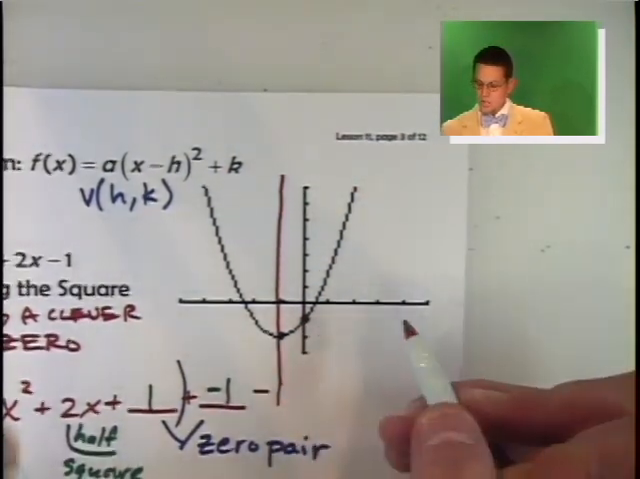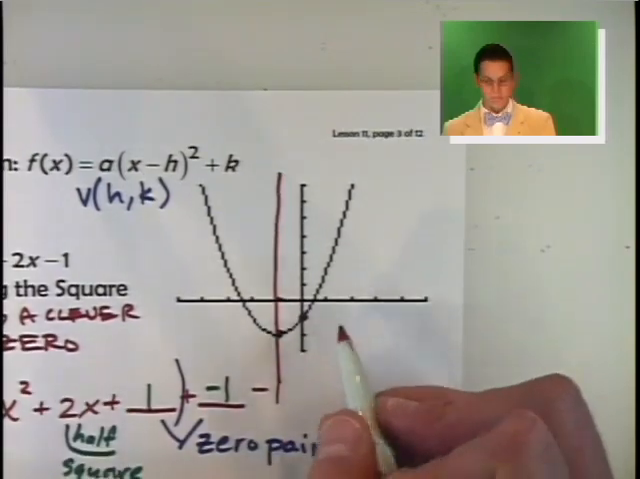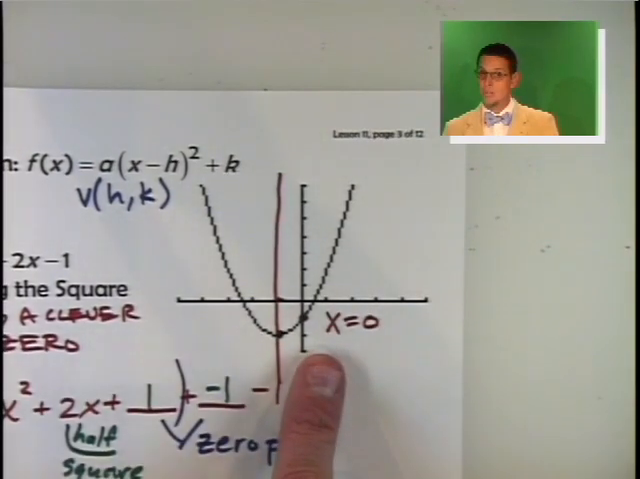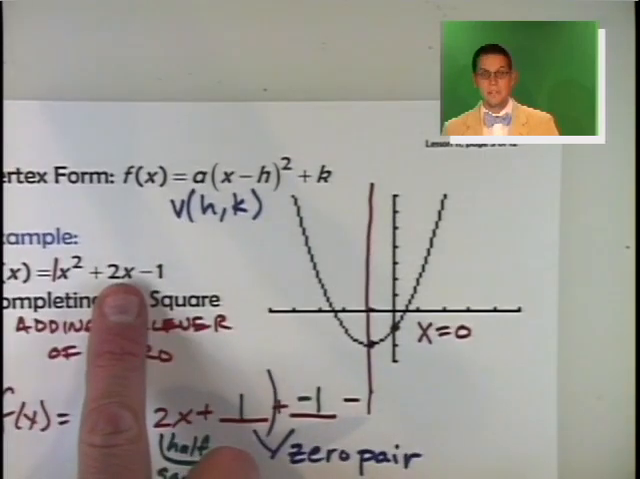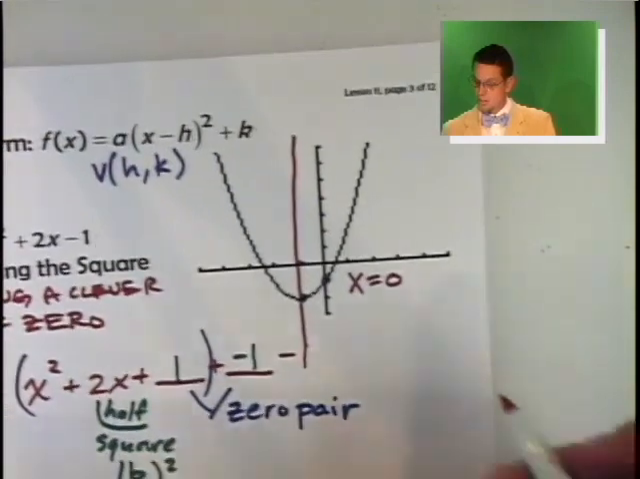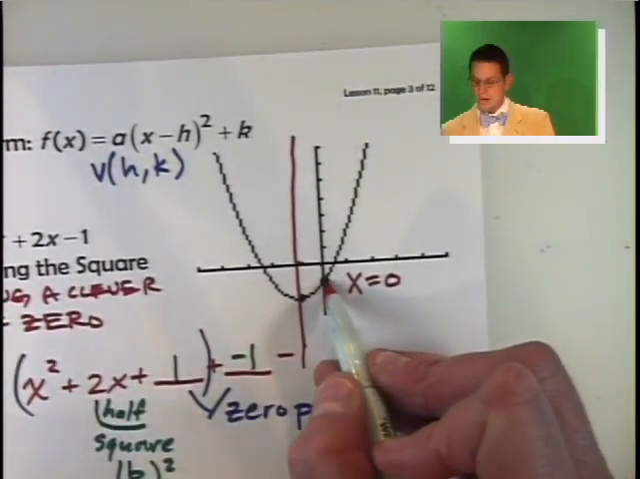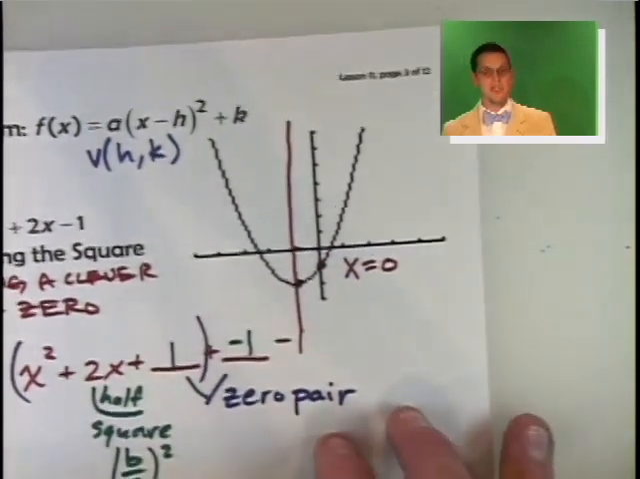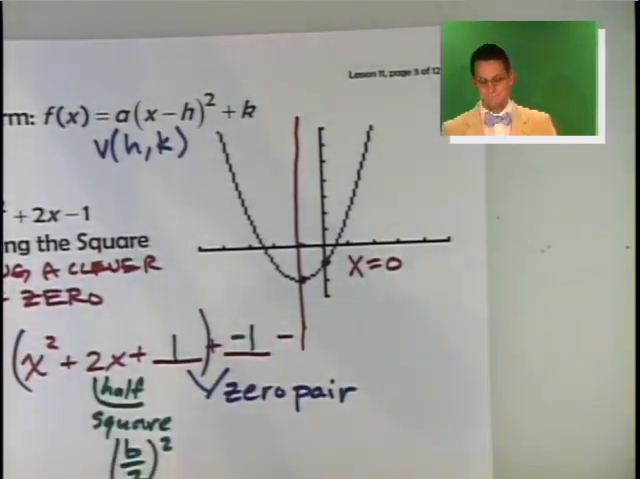Here's another point that we can pick up pretty easily. Remember the y-intercept? All we have to do is let x equal 0. Plugging in a 0 into the standard form is a pretty easy thing to do. If you plug in a 0, you get 0 plus 0 minus 1. So I'm going to get the point (0, -1). And that's a real free, easy point that we can pick up that'll help us guide the shape of the parabola. Got it? All right.